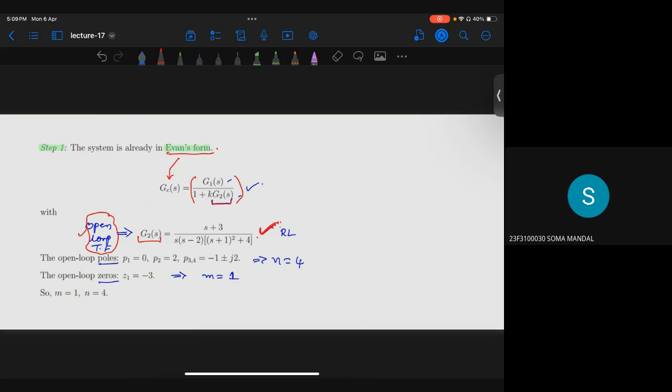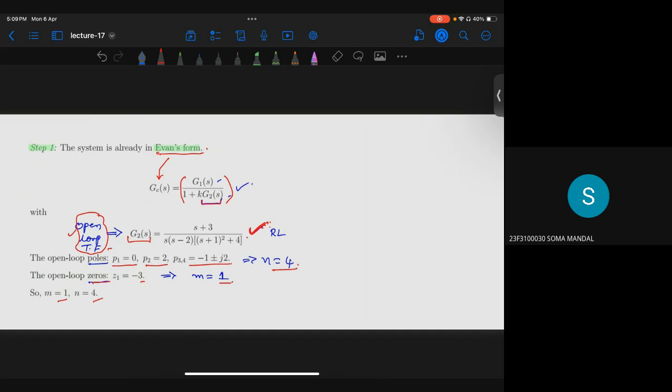Now here, this is the open loop transfer function. It has poles at 0, 2, and -1 plus or minus j2, so the number of poles is 4. The zero is at -3, so the number of zeros is 1. So m is equal to 1, n is equal to 4. That's the same example I'm revising for week 6.